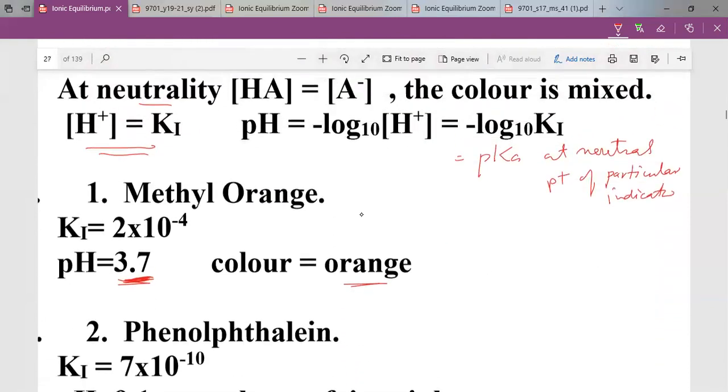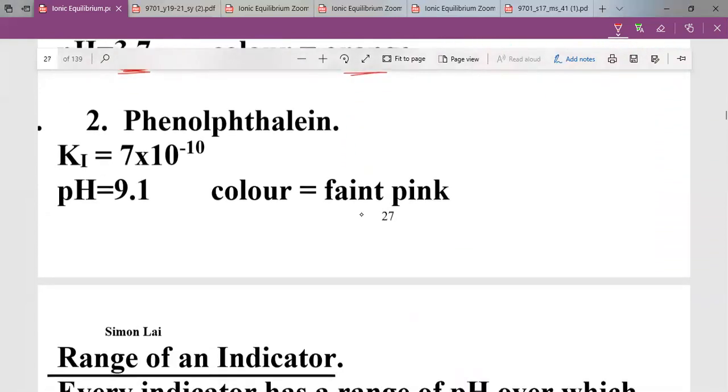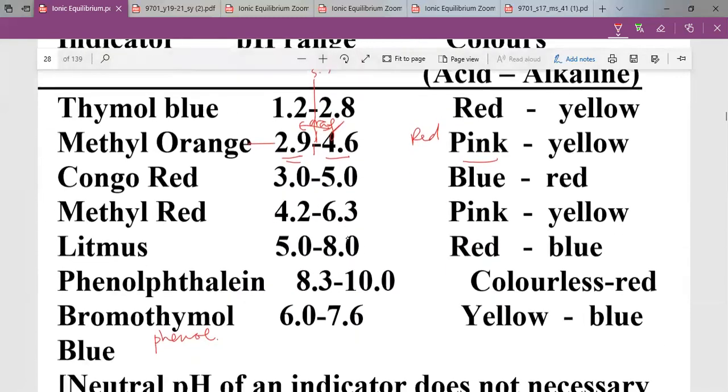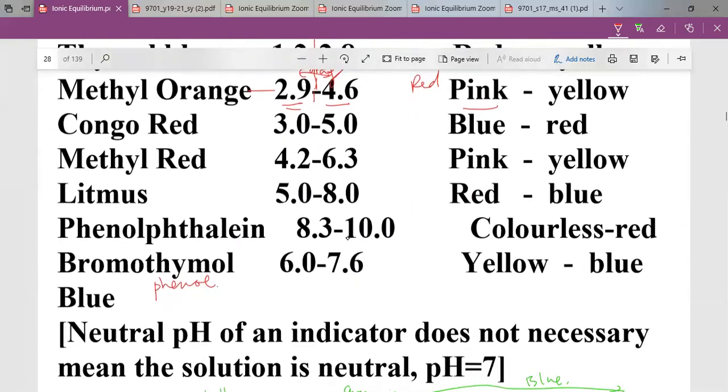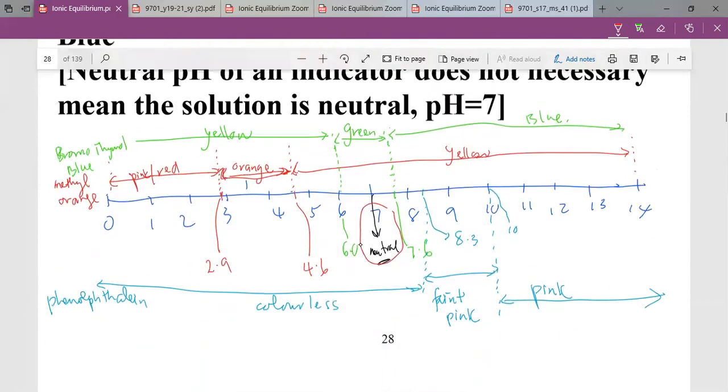Right now here, of course, phenolphthalein is about 7.7 times down here. This is the Ka. Of course, your pH for this faint pink is 9.1. And so there's a window of change here. So 9.1 is somewhere in the middle here. Below 8.3 is colorless. Above 10 is pink or red. So in the middle, from 8.3 to 10, is faint pink, like I put down here.